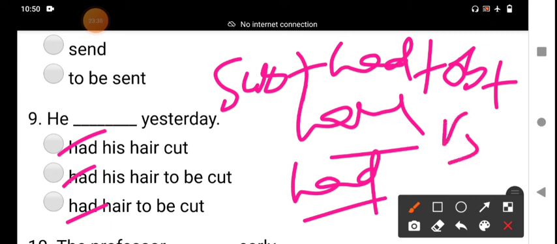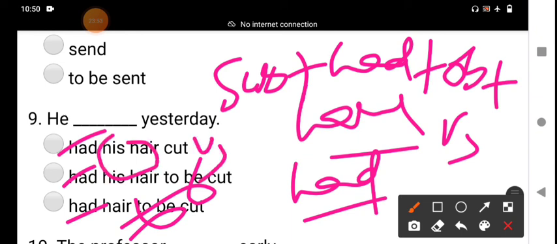That means, which is the right answer here? Ninth one. He had his haircut. He had his to be cut is the wrong answer. The causative verb follows the object and V3. He had his haircut yesterday. It is an already completed action in the simple past tense. The adverb of time is mentioned.